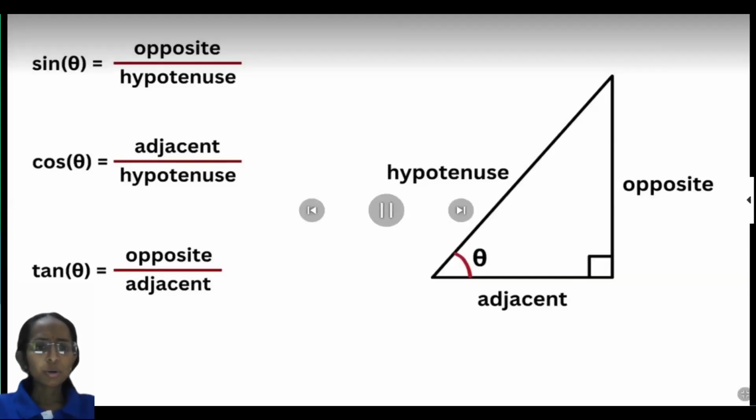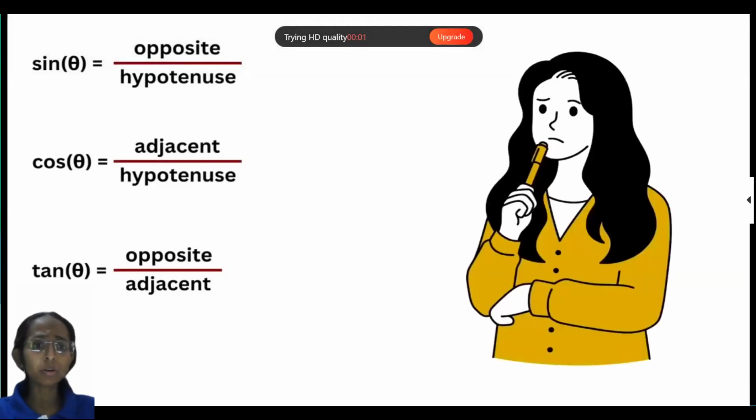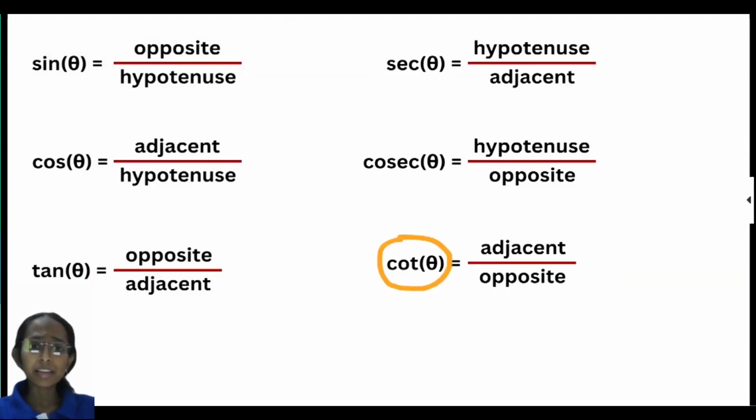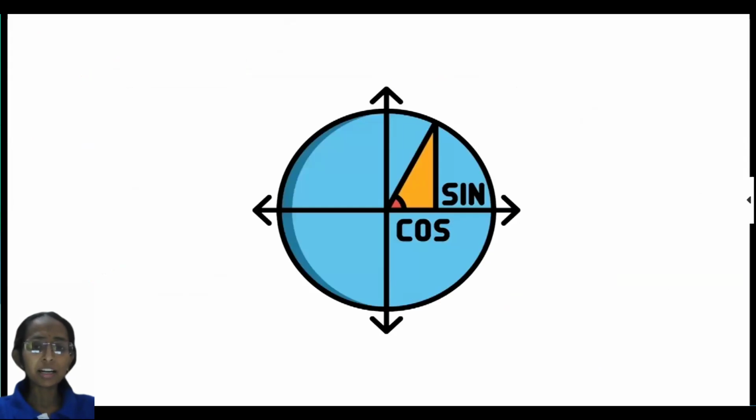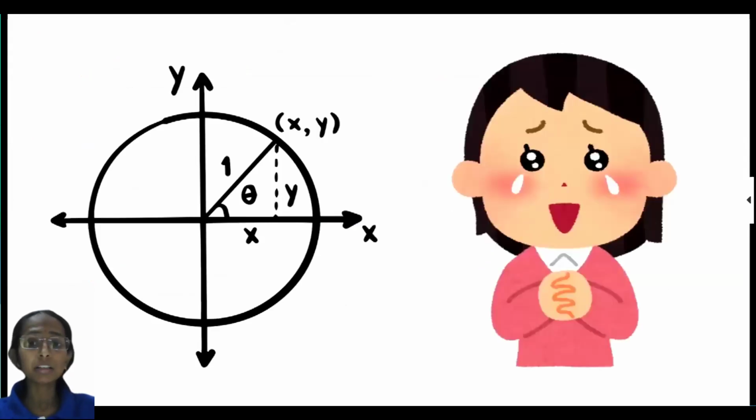Hello students, have you ever seen why opposite upon hypotenuse is called sine, cos is adjacent upon hypotenuse, tan is opposite upon adjacent, then sec, cosec, cot? Where do these names come from? We had always seen these names. So we will see where these names come from through a unit circle, a circle with radius of 1.